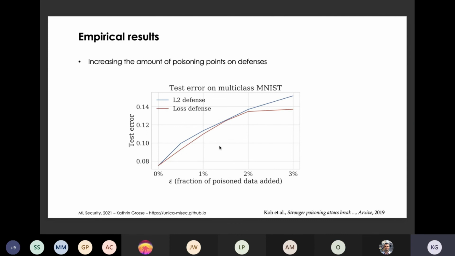And so this is another plot where you see again also that naturally, as you increase the fraction of poisoning points, the test error will increase for both defenses.